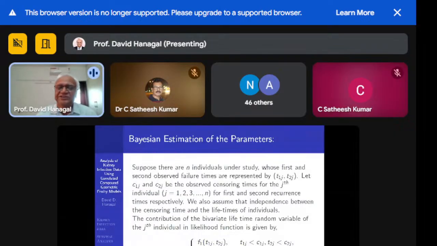I'm using Bayesian estimation. There are four types in all. T1 is observed, T2 is observed: both are observed. Only T1 is observed, T2 is censored. T1 is censored, T2 is observed. Both are censored. These are the four cases.